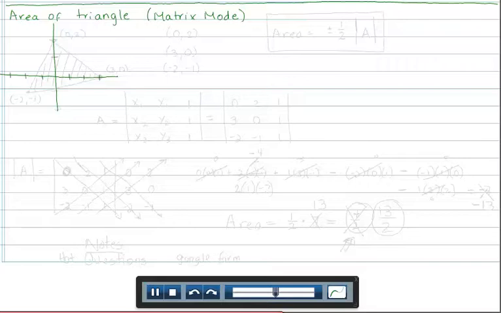So let's say that one of the points of the triangle is located here at 3, 0. The other one is located over here at 0, 2. And the other one is located over here at -2, -1. Right? So you can see we can build this triangle, and we want to get the area of this triangle.